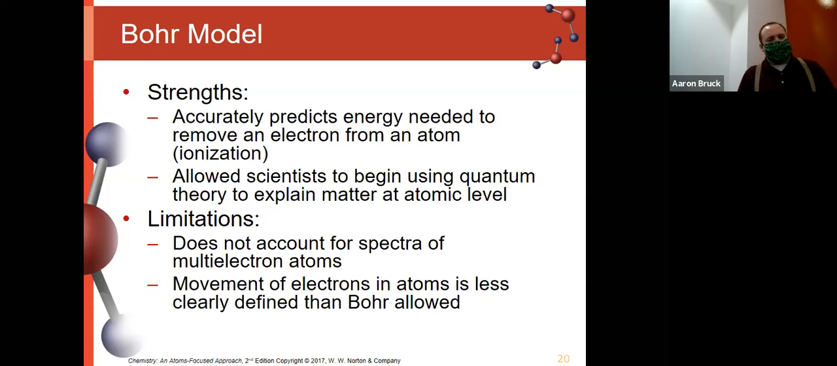Some limitations. First and foremost, it doesn't account for anything that has more than one electron. Now again, its original intent wasn't to do that anyway. But the limitation of the model itself is that we can't apply it directly to anything that has more than one electron. The second thing, that idea of those electrons moving around in fixed orbits, that's not necessarily true either. It's a heck of a lot more complex than that.